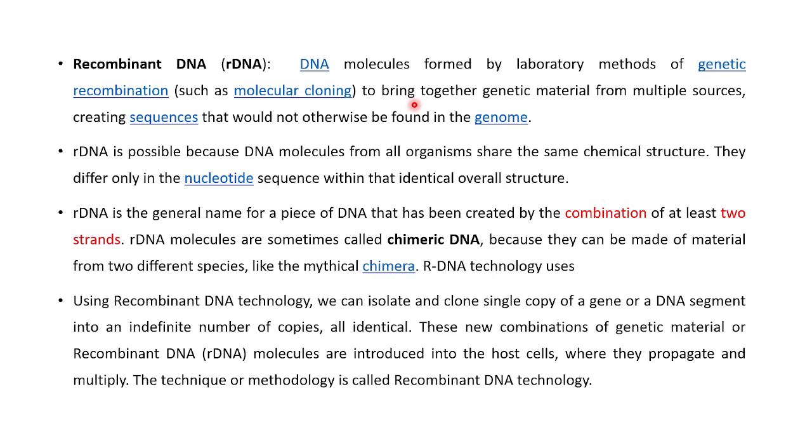Now, recombinant DNA is the general name for a piece of DNA that has been created by the combination of at least two strands. Recombinant DNA molecules are sometimes called chimeric DNA because they are made up of materials from two different species, like the mythical chimera. The rDNA technology, the recombinant DNA technology, uses this, and using this technology, we can isolate and clone single copies of a gene on a DNA segment to an indefinite number via polymerase chain reaction. These new combinations are introduced into the host cells, which helps them to propagate and multiply and show different functionality when incorporated in different organisms, and that is what we want to catch.